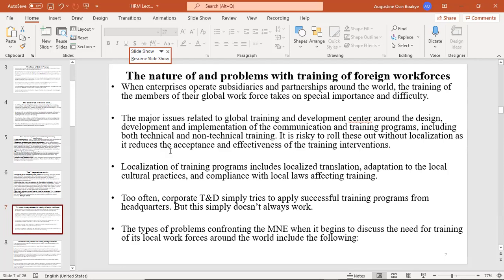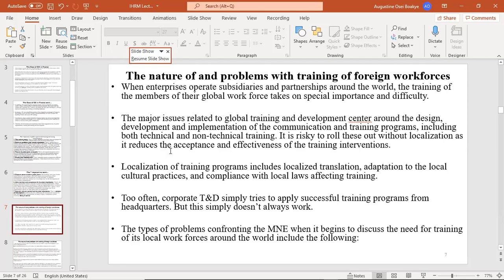So we are saying that it is risky to roll these out without localization. It is very much risky to roll out this training design, development, and implementation without trying to readjust it to suit the subsidiary level where you are going to implement it, particularly if the culture and style of learning or education in that particular subsidiary country is totally different from where the parent company or the headquarters is located.